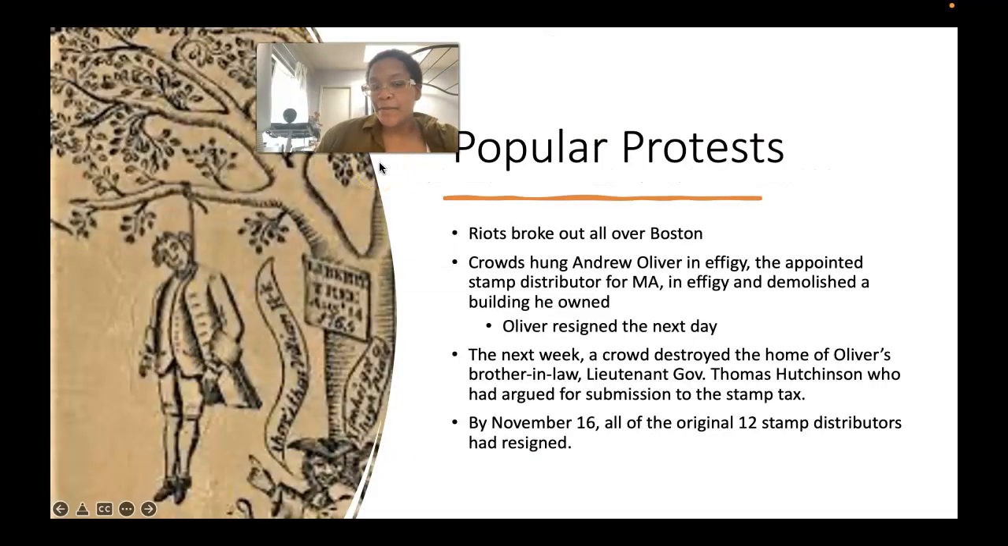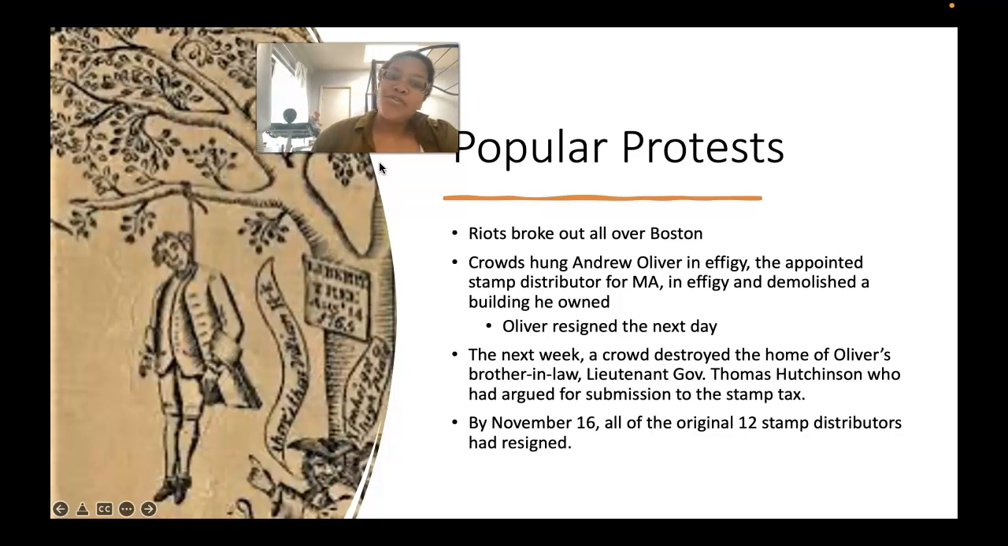And then finally, we see popular protests. Riots broke out all over Boston. Crowds hung Andrew Oliver, who was the appointed stamp distributor for Massachusetts, in effigy and also demolished a building that he owned. Oliver, smart man, decided to resign the next day.